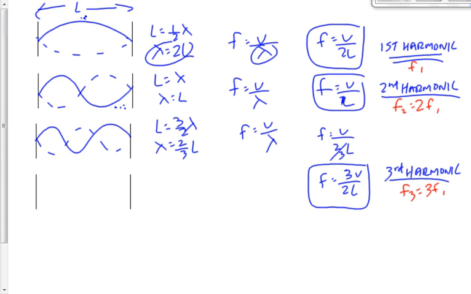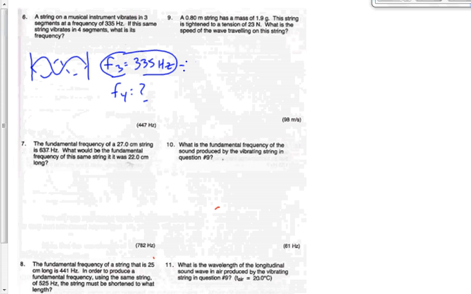What we want to do in this case, okay, is calculate the first harmonic. If the third harmonic is 335, then the first harmonic would be 1/3 of that, right? If we go back to those pictures that I drew here and the equations that I derived, you see that the third harmonic is 3 times the first. Usually we have the first and we want to find the third. This time we have the third and we got to find the first. So let's divide that by 3. When we do that, we should get 111.67. So there's the frequency of the first harmonic.